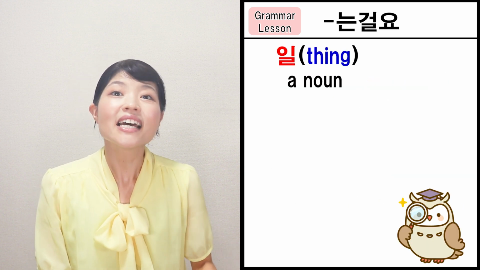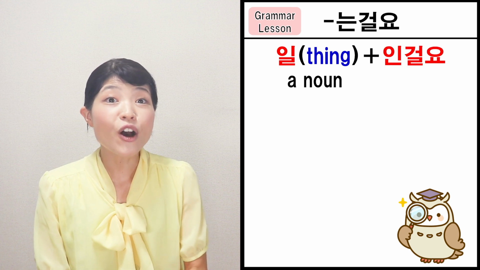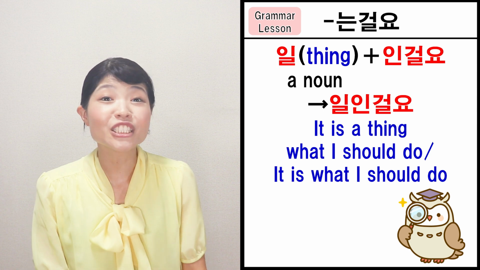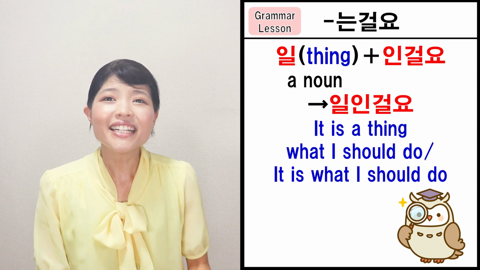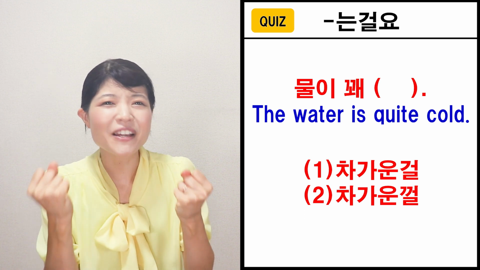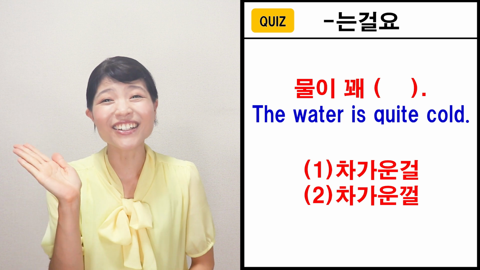In this sentence, 일, a thing, is a noun. So you add 인걸요 to make 일인걸요. It is a thing what I should do, which means it is what I should do. Quiz! Then let's deepen our understanding with some quizzes. Which one is the correct answer?